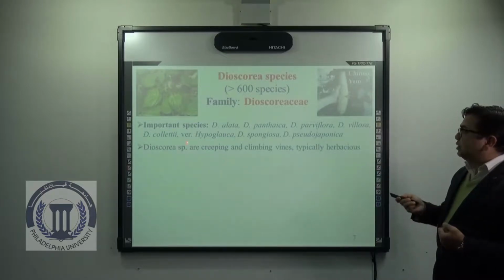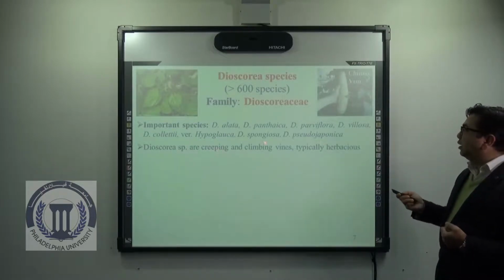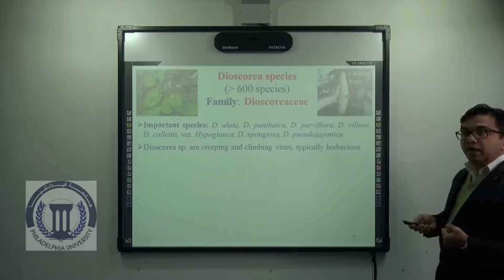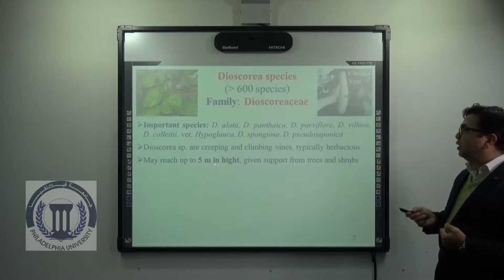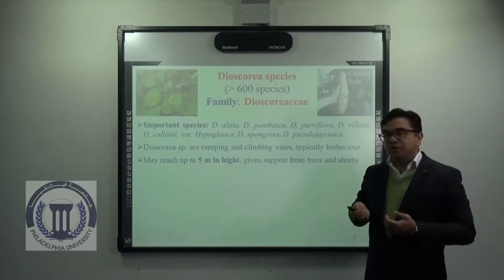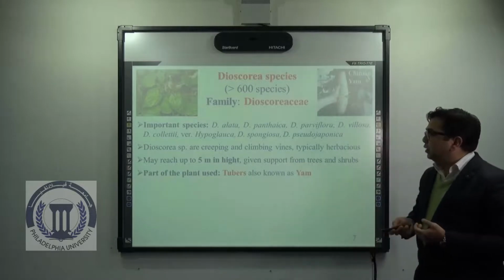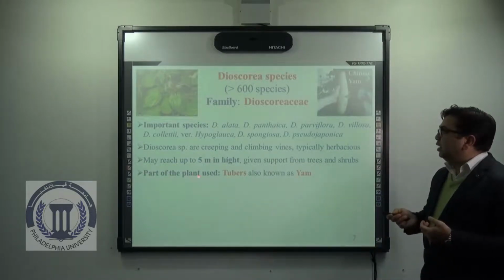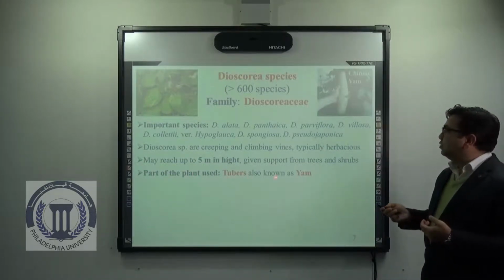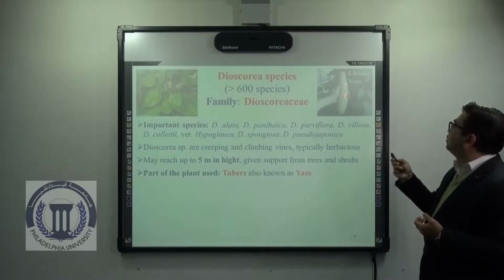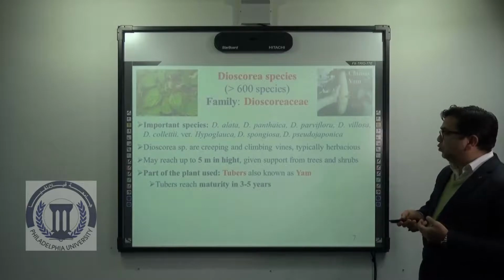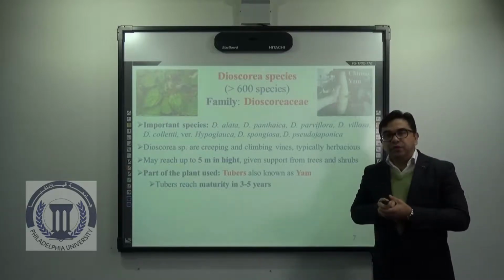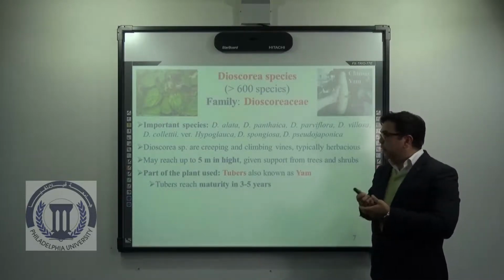And Dioscorea species are creeping and climbing vines, typically herbaceous in nature, and may reach up to 5 meters in height if they are given support from trees or shrubs. The part of the plant mainly used are the tubers, which are also known as yam. You can see the picture of yam. And tubers generally reach maturity in 3 to 5 years time.